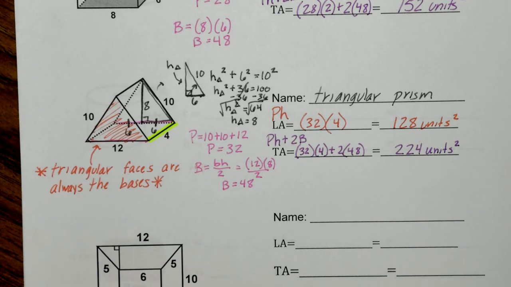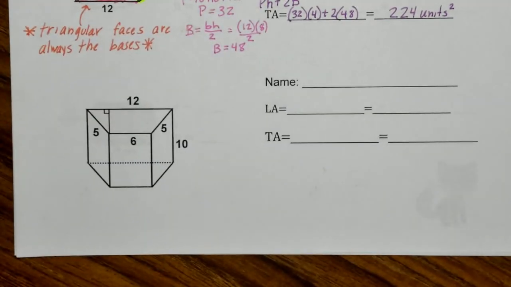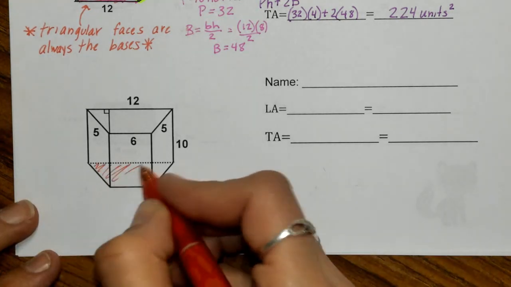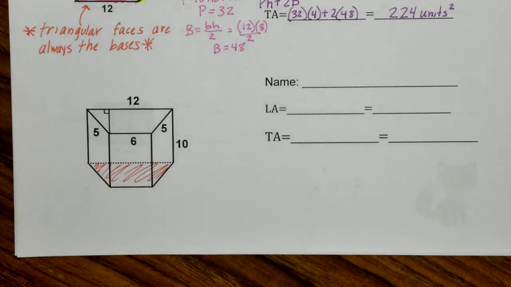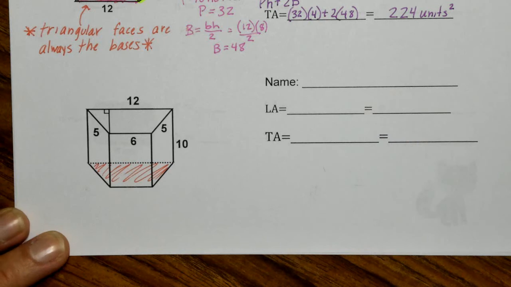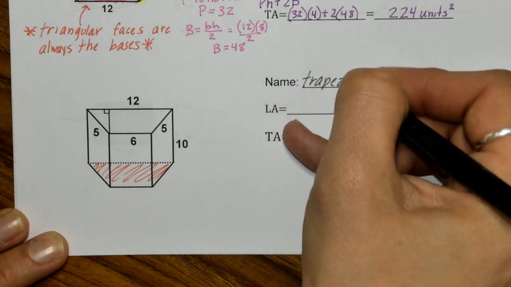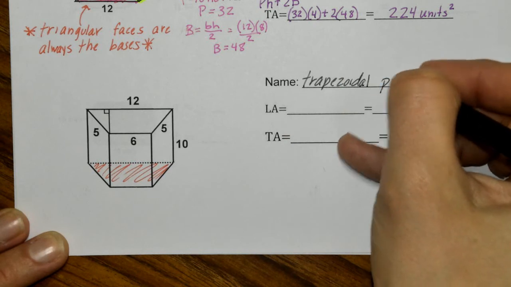Your total surface area will always be more than your lateral. If you end up with less, you've made a mistake somewhere. Okay? Let's take a look at this next one. If we take a look at the base, this time it's on the bottom, and it is a trapezoid. So this is a trapezoidal prism. Fun, right? So here, write in trapezoidal prism.